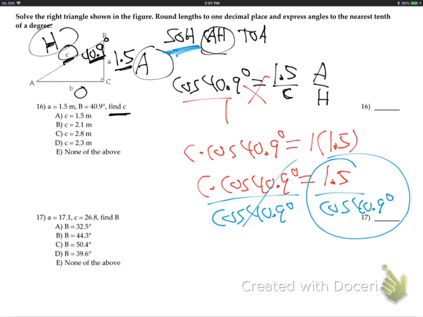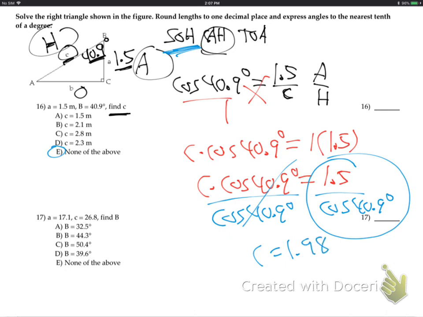And you got to make sure, what mode are you in there? Degree. I got this bad calculator here. 1.98, is that what it is? So C is 1.98, none of the above, disturbing.